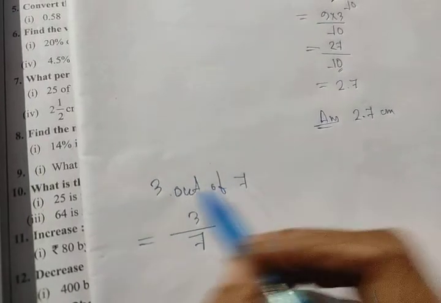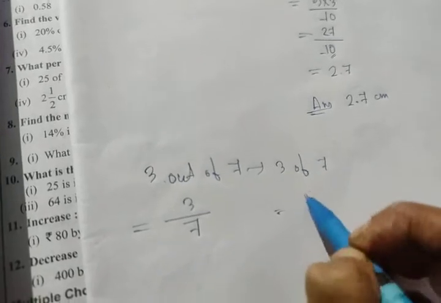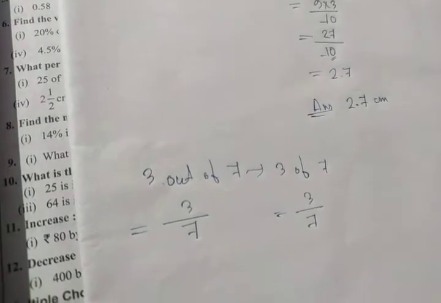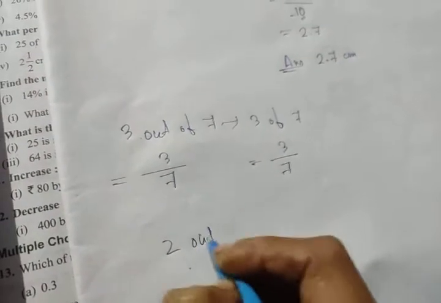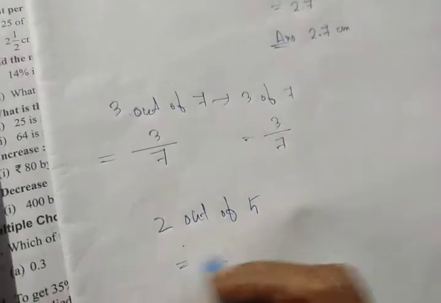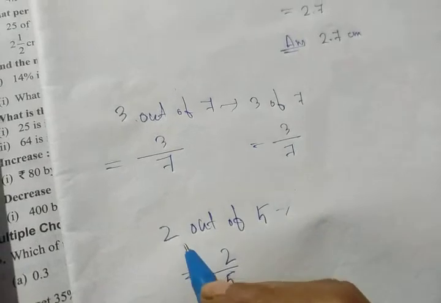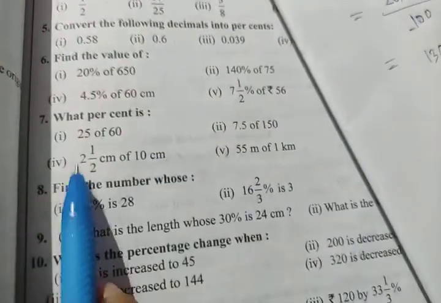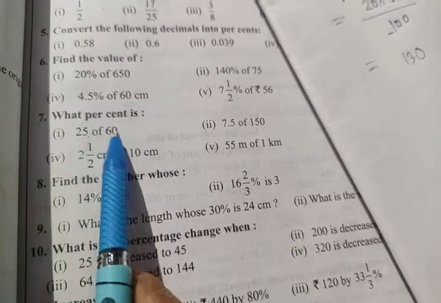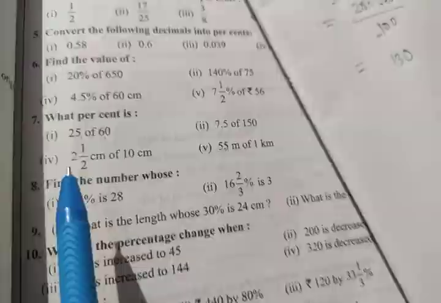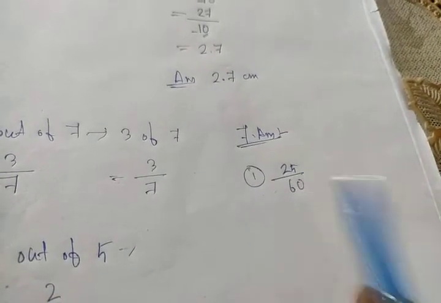That means if I am writing this line as 3 of 7, then the meaning will be the same, 3 by 7. Like that, 2 out of 5. That means 2 by 5. Or we can simply write this line as 2 of 5. Similarly here, 25 of 60. That means 25 out of 60. So we can write this as 25 by 60. Is it clear for everyone why we can write this as 25 by 60?